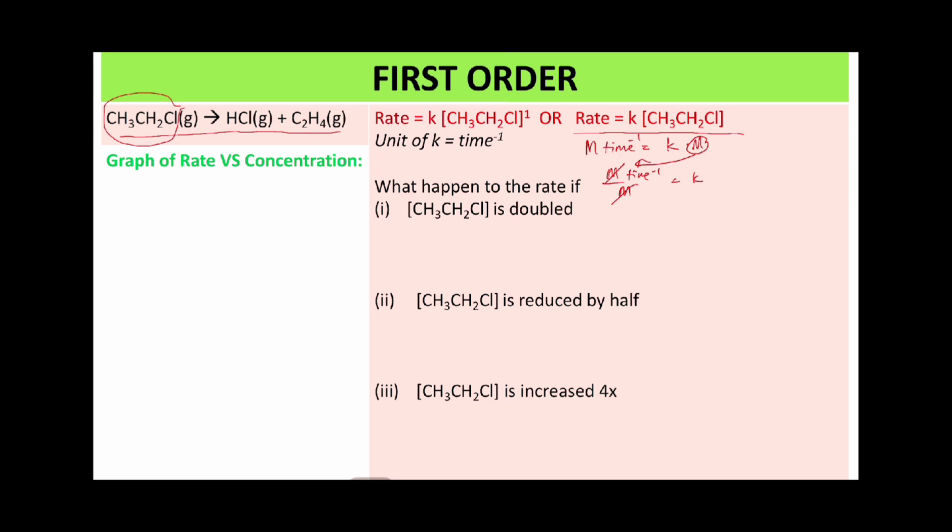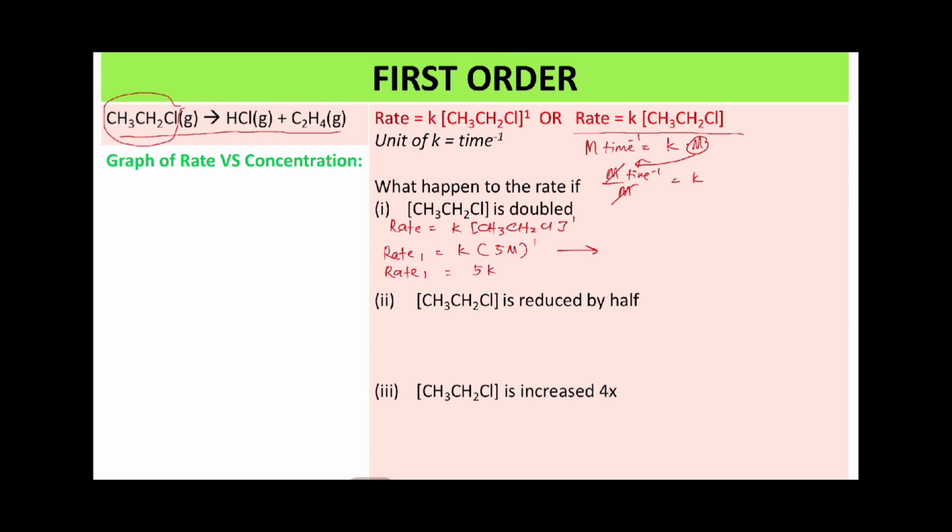Now, what happens to the rate if the concentration of chloroethane is doubled? We do it the same way as before. We write the rate law first. Rate is equal to k, concentration of chloroethane, CH3CH2Cl, to the power of 1. Now let's say the concentration of chloroethane can be anything we like, so let's say 5 molar to the power of 1. So rate 1 is equal to 5k.